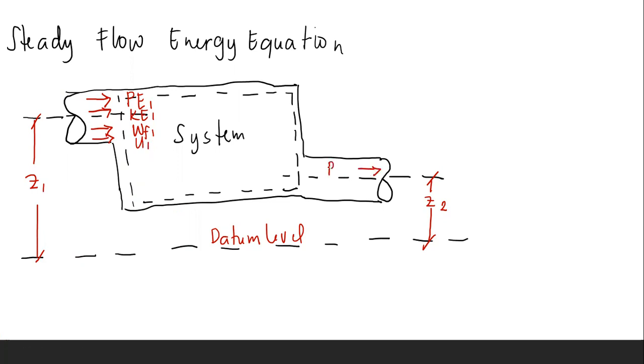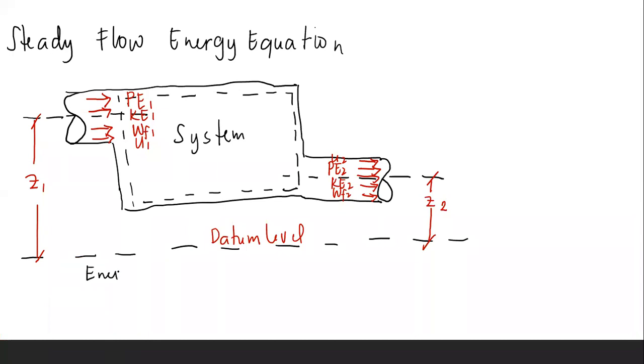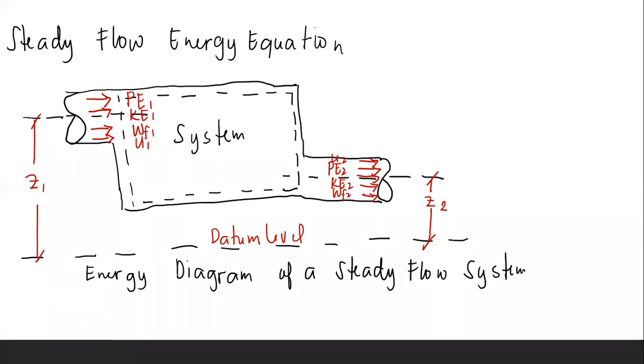Leaving, you have PE2, KE2, flow work 2, and U2. This one is the energy diagram of a steady flow system. We have also your work, which is produced, and the heat, which enters.